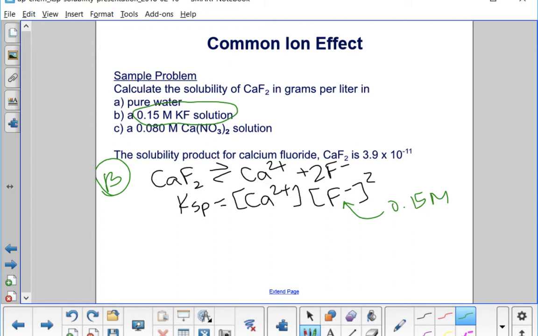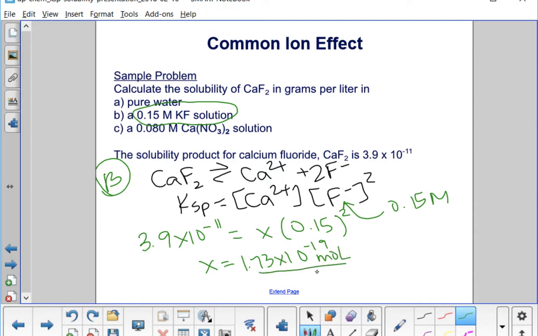So let's find our solubility. So Ksp 3.9 times 10 to the minus 11 is equal to, we don't know this calcium ion concentration. The coefficient is 1 though, so let's call that X. Now we know this concentration of fluoride, right? Because this potassium fluoride is going to dissolve completely. And so we have a very high concentration, 0.15 molar fluoride ion. And we need to square that. So we solve for X here. And we get 1.73 times 10 to the minus 9. Now that's moles per liter.